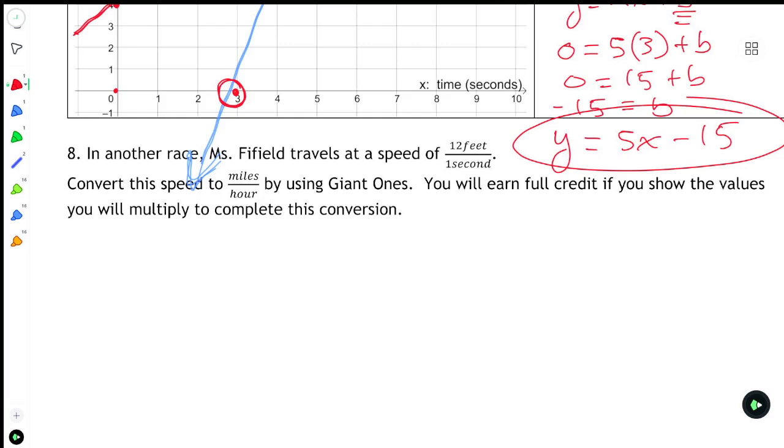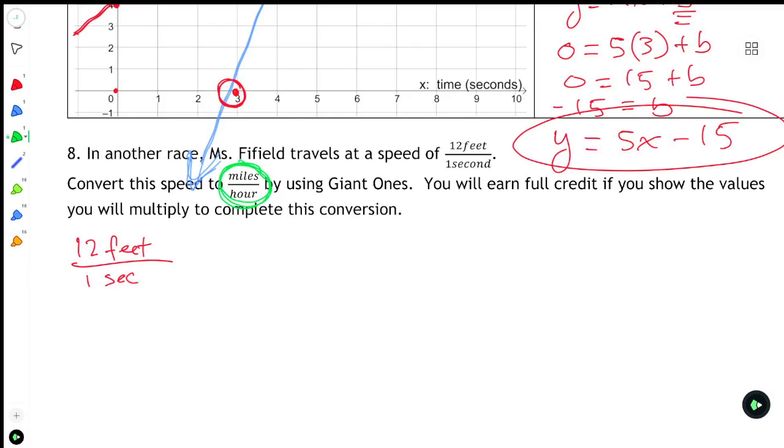All right, so for our final question, we have one that involves dimensional analysis. We're given units and we're asked to go to different units. So it says, in another race, Miss Fifield travels at a speed of 12 feet per 1 second. So let's write that down. She travels 12 feet every 1 second. And we're asked to change this into the units of miles per hour. We want to go to miles per hour instead of feet per second.